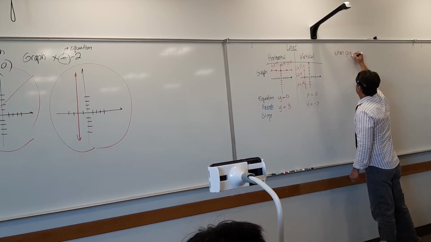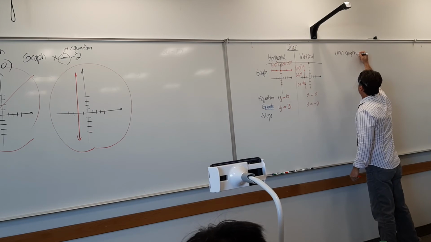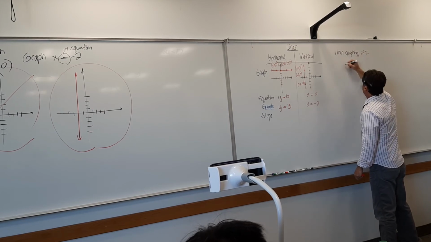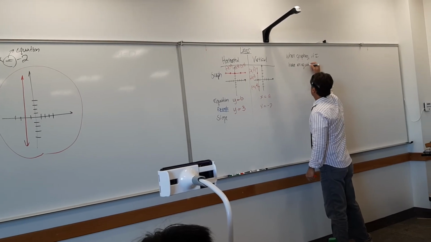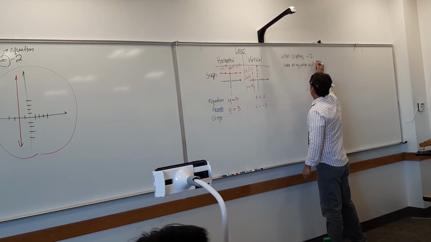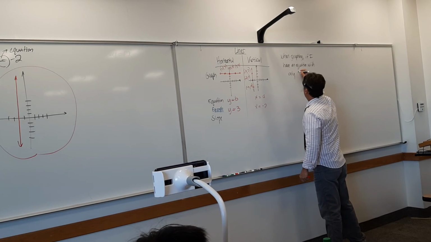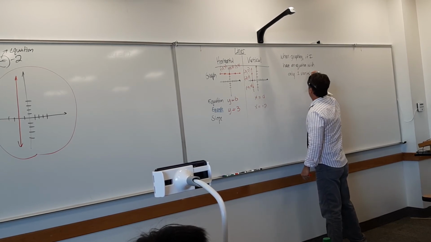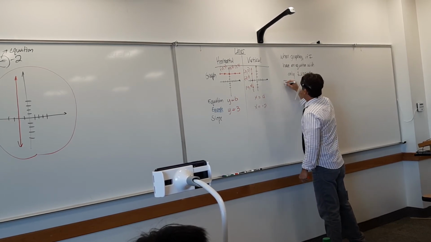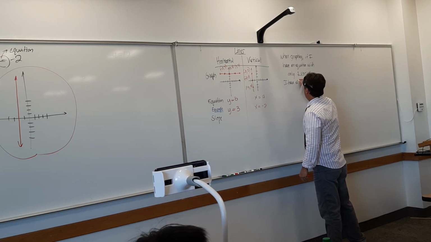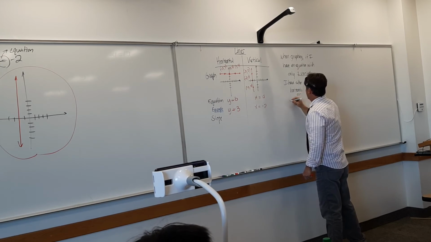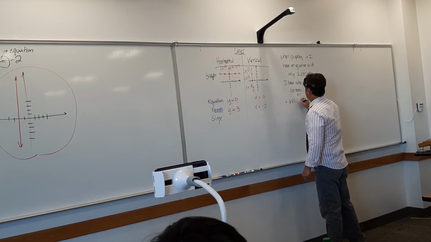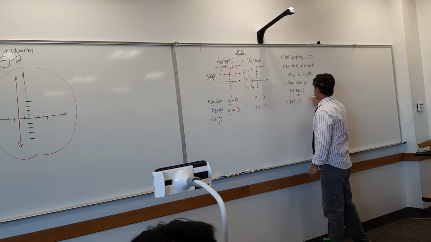When graphing, if I have an equation with only one variable, I have either a horizontal or a vertical line. Okay?